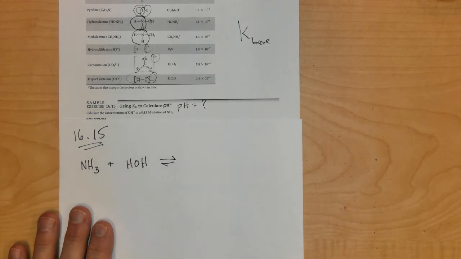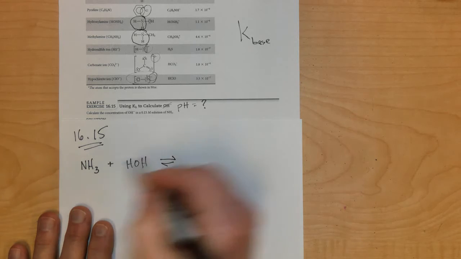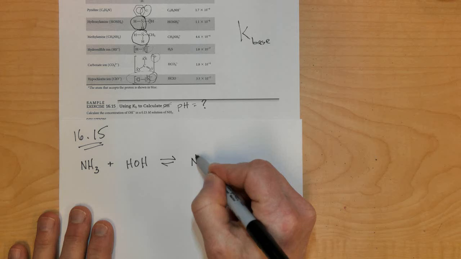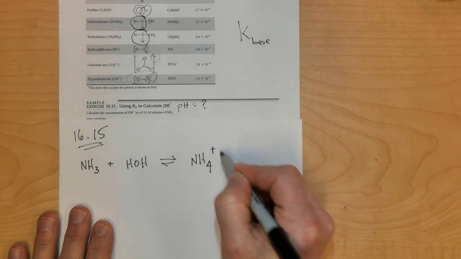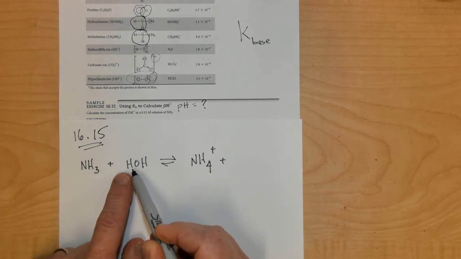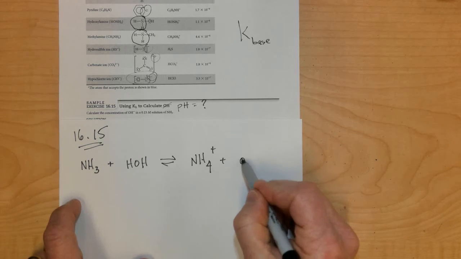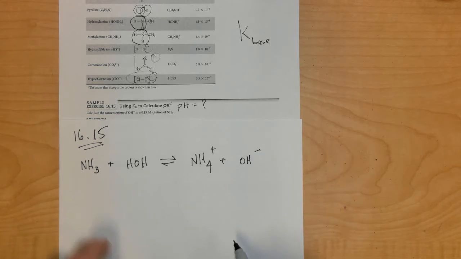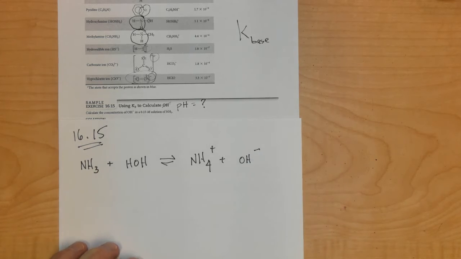Since it's a base, it's going to be a proton acceptor, or a hydrogen acceptor, so the water donates the proton, and we end up with NH4 with a plus sign. And what's left over after the water has released its proton is the OH-, and this would be our conjugate base on the right-hand side.